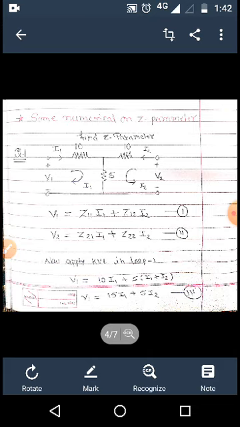The direction of current in the 5 ohm resistance is the same. That's why I am putting I1 plus I2 here. So now simplify the equation. V1 is equal to 15 I1 plus 5 I2.